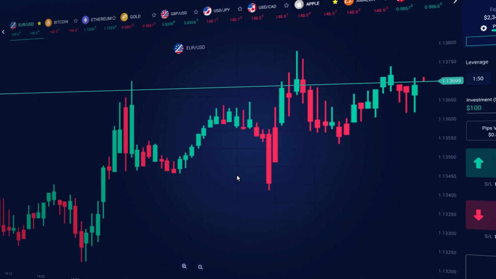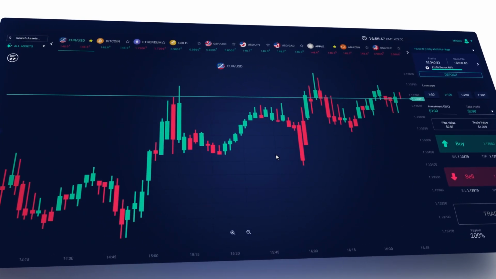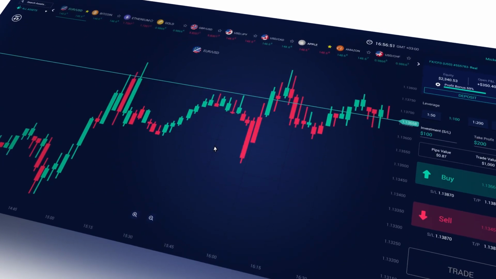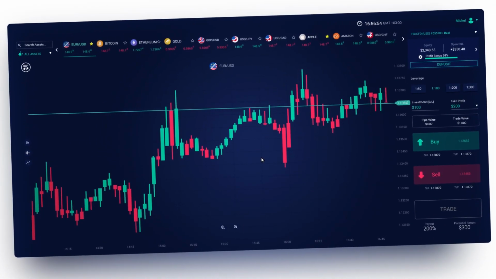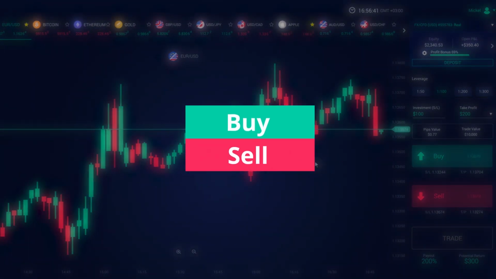Before you learn to trade on our platform, you have to understand the important terminologies that you will likely encounter every day. Once the technical jargon no longer confuses you, you can start using our trading platform to maximize your earning. Let's get started. Buy and sell prices.